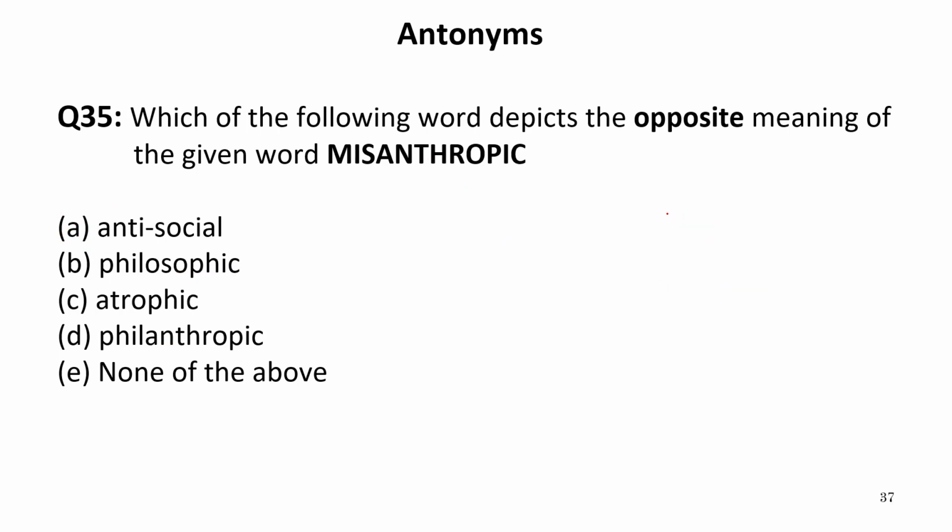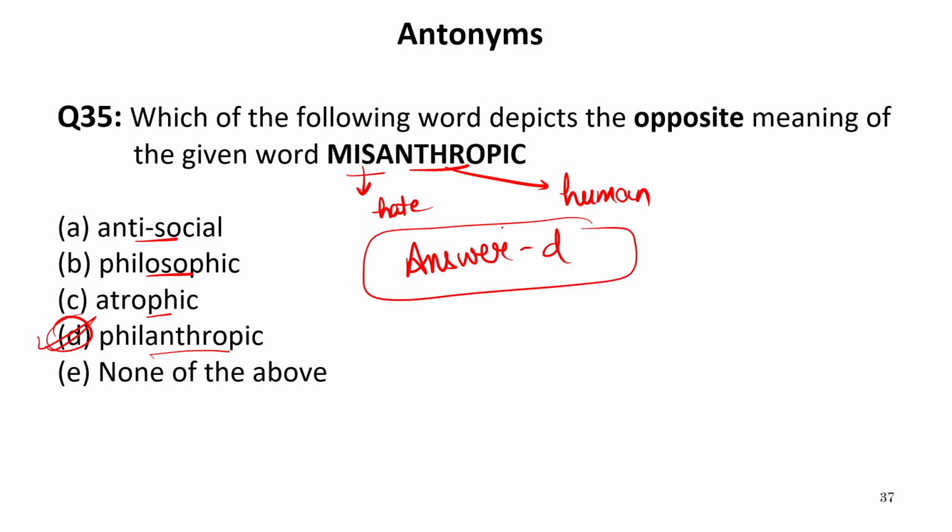Now let us move to the last word. The word is misanthropic. Now misanthropic refers to hate, and anthropic refers to human. So we have to tell the opposite of this particular word. Let us see: antisocial, philosophic, atrophic, philanthropic. Obviously the antonym of it will be philanthropic, that is D. So our answer is D. Phil means love and anthropic is the same word as it is given. So this will be the correct answer, D.